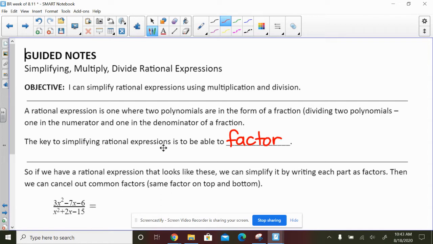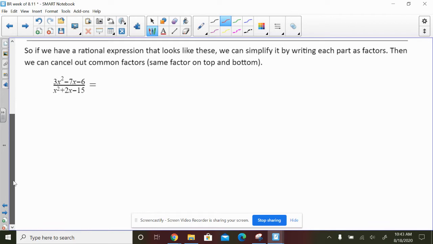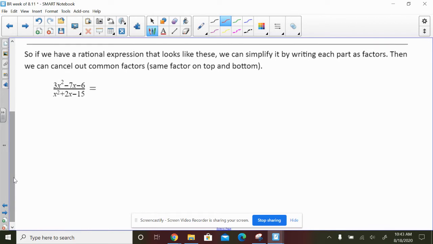Okay, so if we have a rational expression that looks like these, we can simplify it by writing each part as factors. Then we cancel out any common factors, so the same thing that may be on the top and the bottom. Okay, so we've got to factor each piece of this. So I'm going to start with the top.